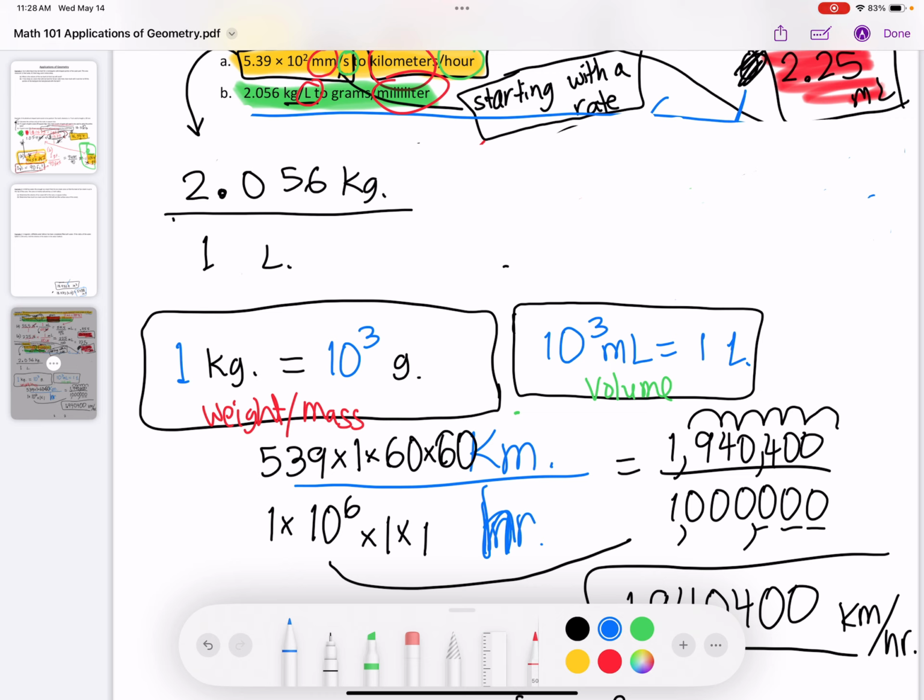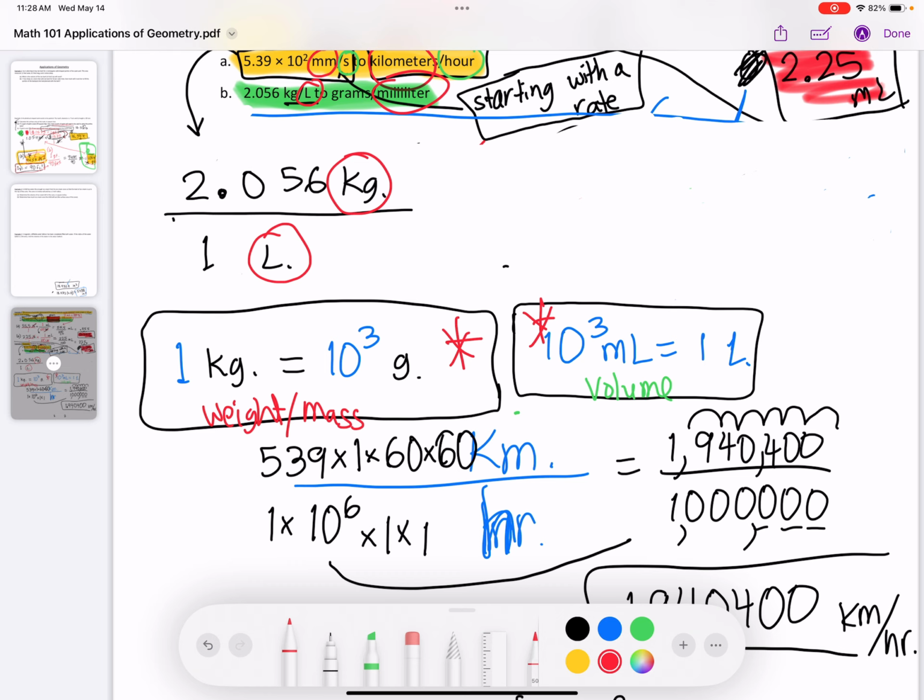This was, maybe part B is a little easier than part A, actually. All right, what do I need to do first? Technically in this I know I need to get rid of liters and I need to get rid of kilograms, so you can kind of use these two conversions in any order you want. Just decide for yourself, which one do I want to get rid of first?